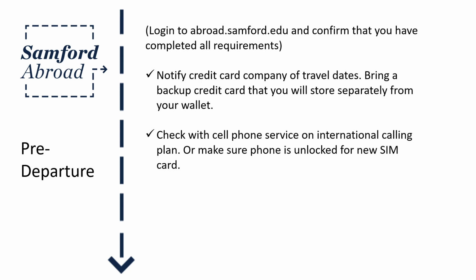Check your cell phone service to make sure you have an international calling plan. That's something that can be added. But if you would rather have a phone unlocked so that you could put in a new SIM card, that's a second option. It's usually cheaper, but might be more difficult, especially for short-term travel or if your phone is not unlocked. If you have any questions about that, you can certainly talk with your cell phone provider.